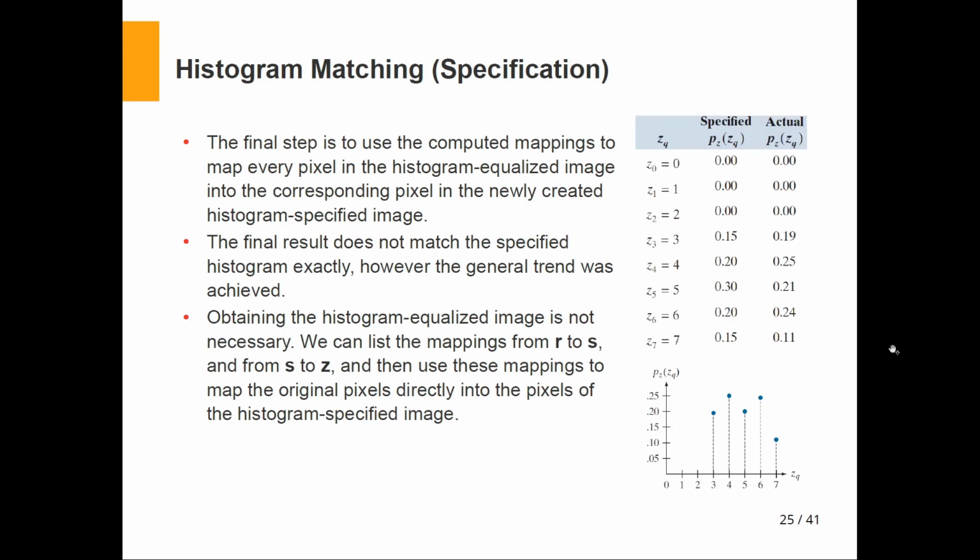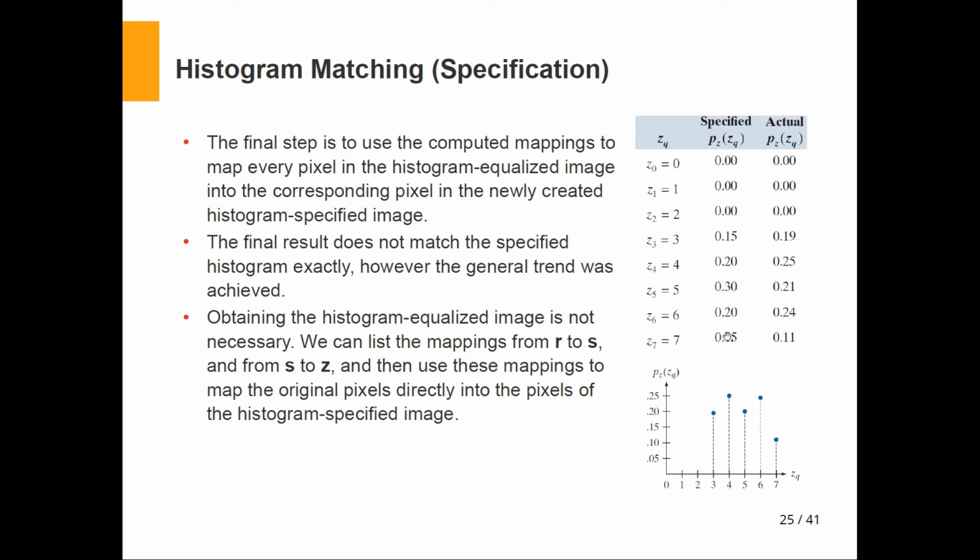So as I said, the final step is to use the computed mapping to map every pixel in the histogram equalized input image into the corresponding pixel in the newly created histogram specified image. So after doing that, we can basically compute the new histogram of the image.